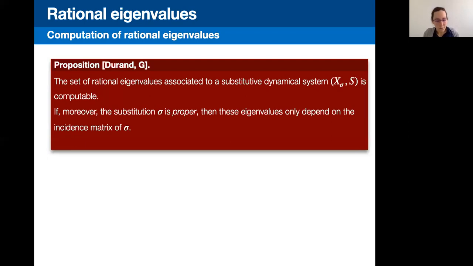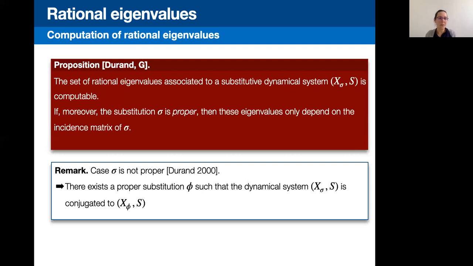If sigma is not proper, we can use the following remark that has been proved in a paper by Fabien Durand in 2000. There exists a proper substitution phi, so that the dynamical system associated to phi is conjugated to the dynamical system associated to sigma. And in particular, these two systems will share the same eigenvalues. So we can compute this substitution. Then for phi, we can compute the eigenvalues according to the matrix of phi. And this will give us also the eigenvalues associated to sigma.